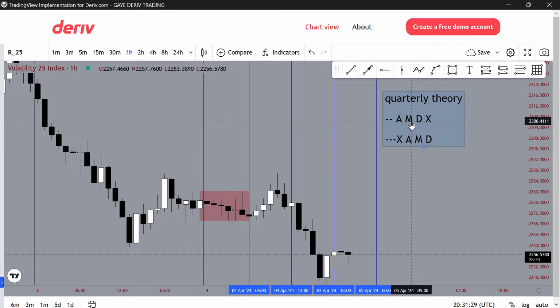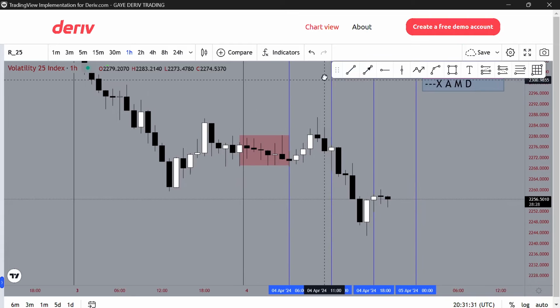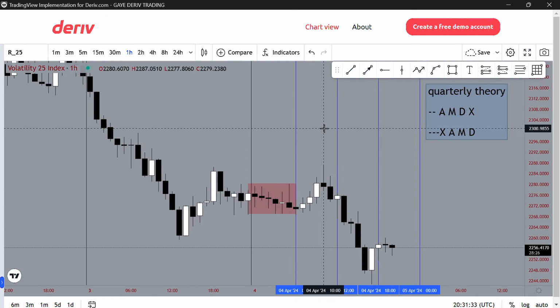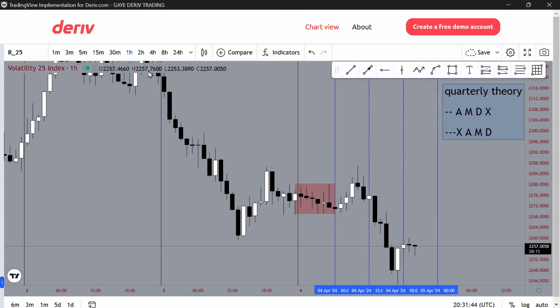To manipulate, right? Now the question is, which side of the consolidation do we expect price to manipulate? As I said, price has been bearish here, so you would expect a manipulation to the upside and then a distribution to the downside, right?